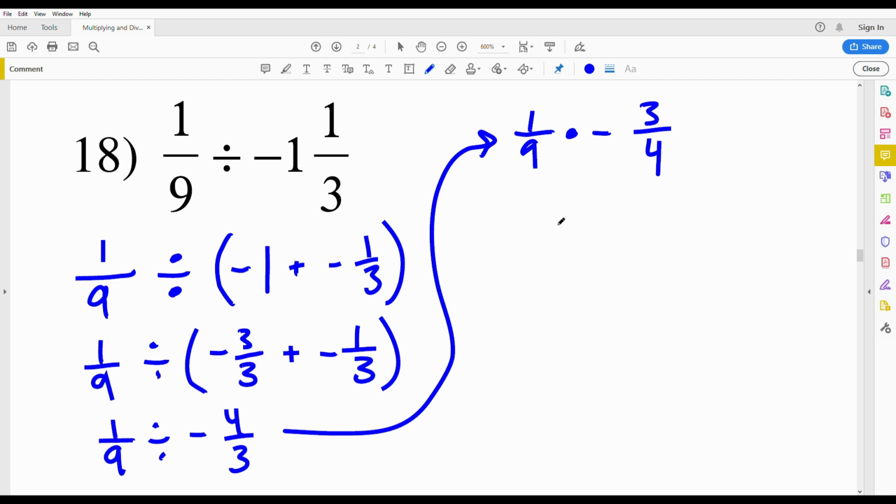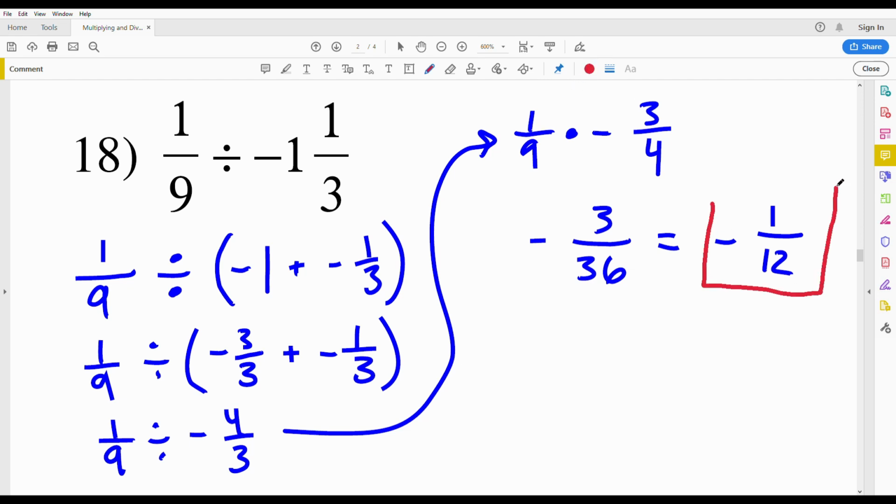1 times 3 is going to be 3 over 9 times 4, which is 36. But I know I can simplify this. Both 36 and 3 are divisible by 3. So dividing 3 by 3 would be 1, and dividing 36 by 3 would give me 12. So negative 3/36 is equal to negative 1/12. So negative 1/12 is my solution in number 18.